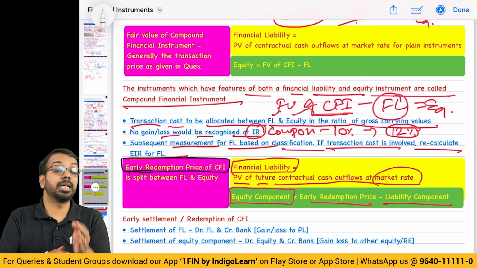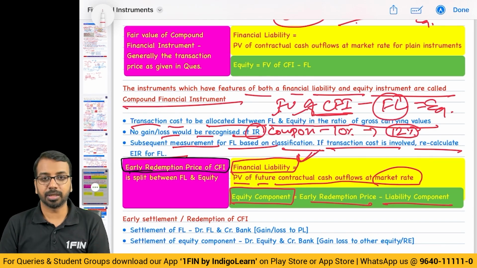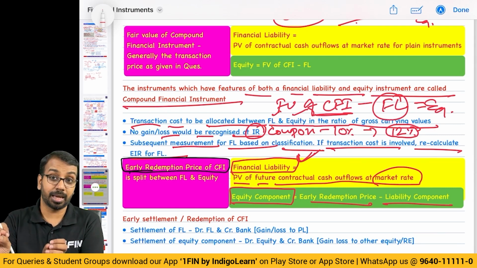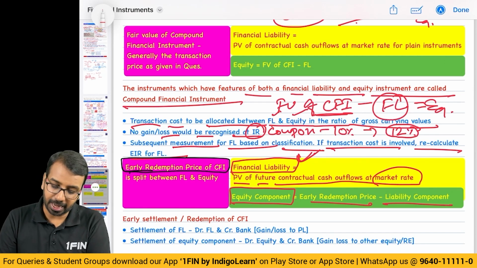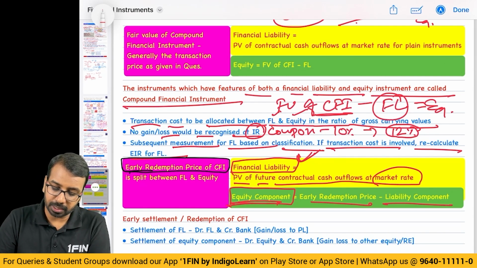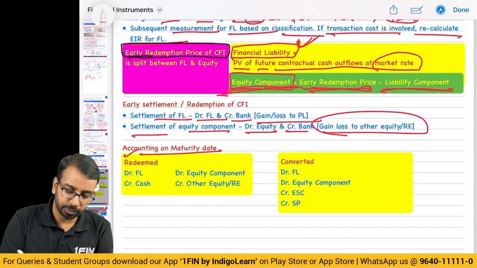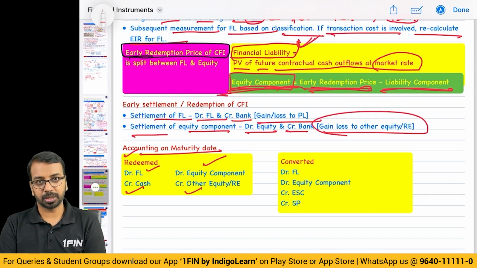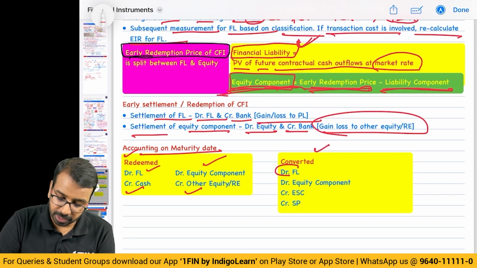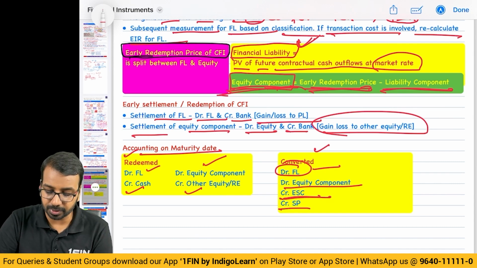So if it is redeemed in between, what will you do? First, you will calculate the revised financial liability. That is the amount we are redeeming towards the financial liability. The difference between the carrying amount and this amount that I have calculated will be recognized in P&L, and the equity component will be nothing. Redemption of the equity component will be the total price minus the liability component. Now, if it is redeemed on maturity date, debit the financial liability if it has a balance, debit the equity component, credit cash, credit other equity. If it is converted, debit any balance in the financial liability, debit the equity component, credit equity share capital, and credit securities premium.